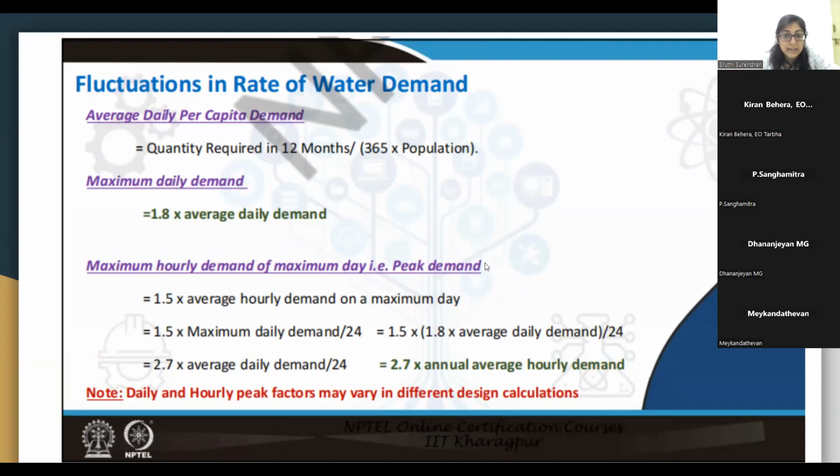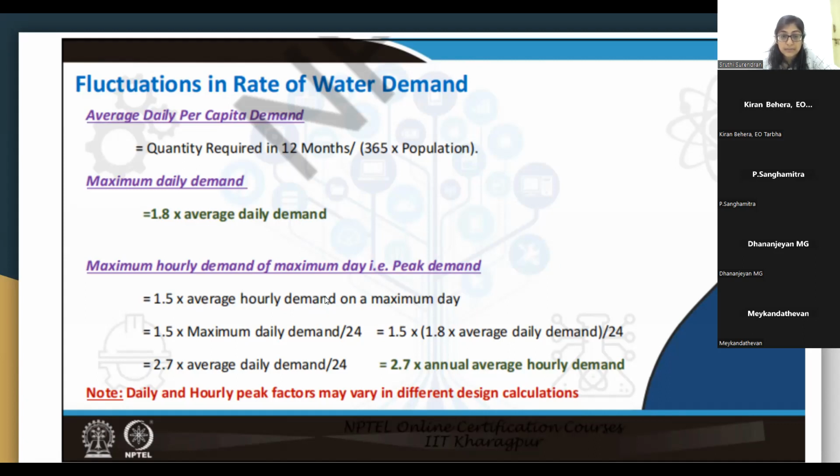So how are we getting the peak demand? We are multiplying 1.5 with the average hourly demand on a maximum day, which is equal to the maximum daily demand by 24 into 1.5. Maximum daily demand, since it is equal to 1.8 into the average daily demand, we substitute that value over here and we get 2.7 into annual average hourly demand will be the peak demand.